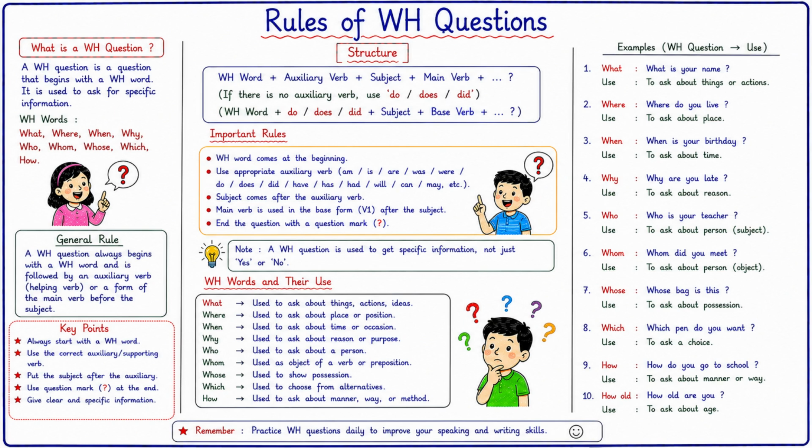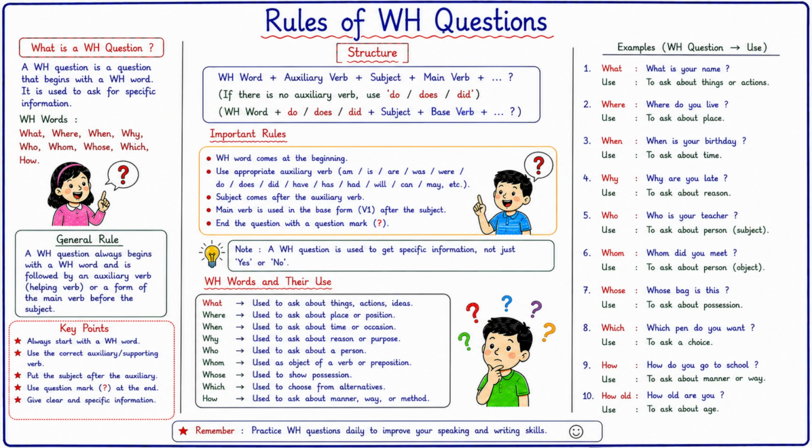Second, use the appropriate auxiliary or supporting verb. Common auxiliary verbs include am, is, are, was, were, do, does, did, have, has, had, will, can, and may. For example, what are you doing? Where did you go? Why has she left? When will they arrive?